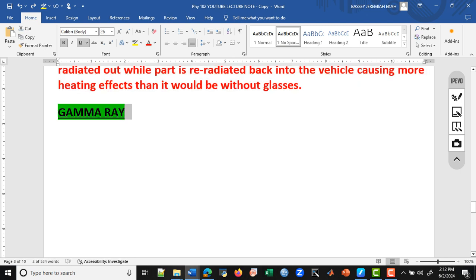We have talked about the members of the electromagnetic spectrum, starting from the gamma ray, the X-ray, the UV ray, visible light, infrared, microwave, and the radio wave. We are still going to throw more light on those members of the electromagnetic spectrum one after the other. We are starting with the first one, the gamma ray.